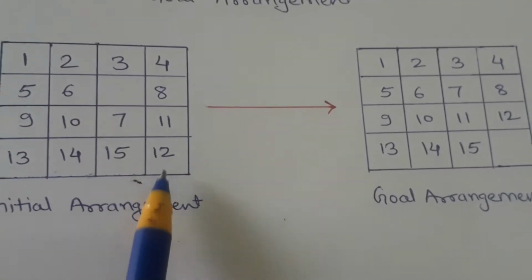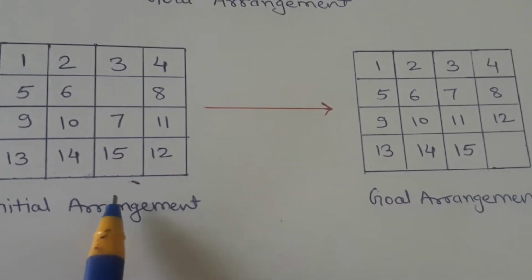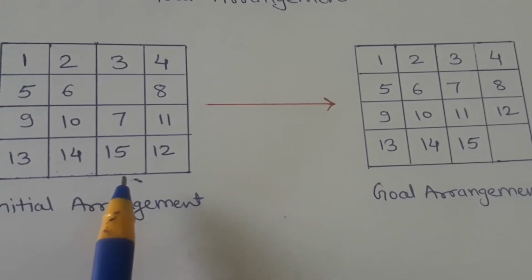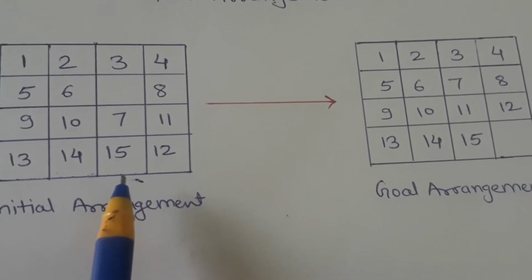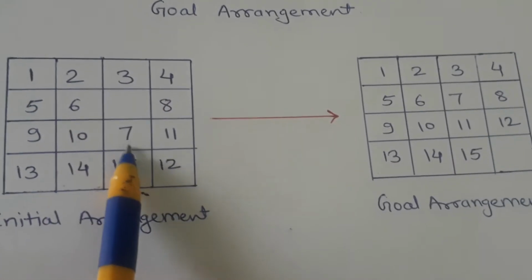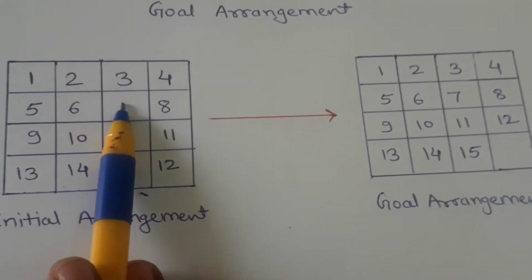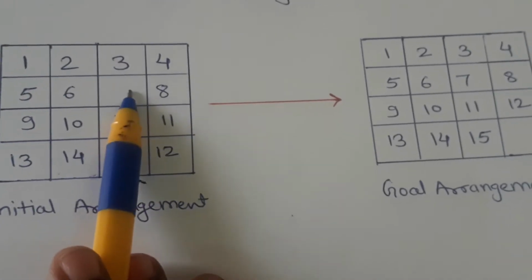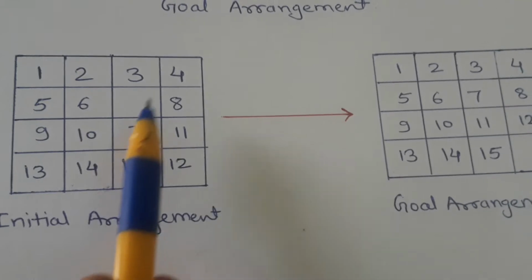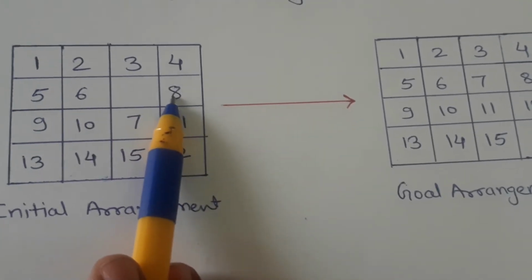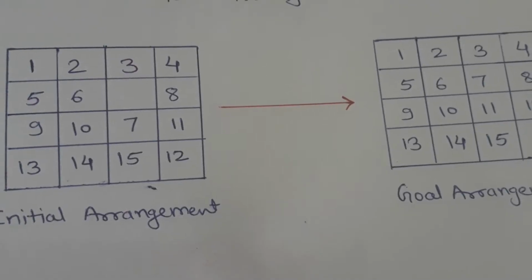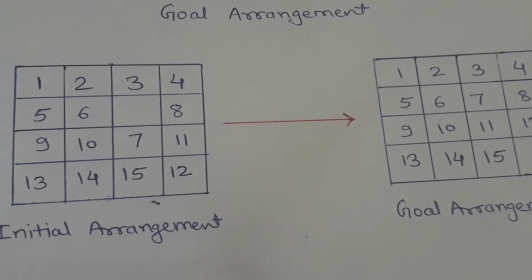Therefore, from this initial arrangement, there are 4 possible moves. It means we can move any one of the tiles numbered 3, 6, 7 and 8 to this empty spot. Once we move any one of these 4 tiles, the other moves can be done accordingly.